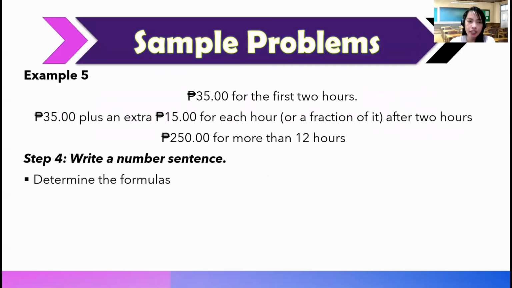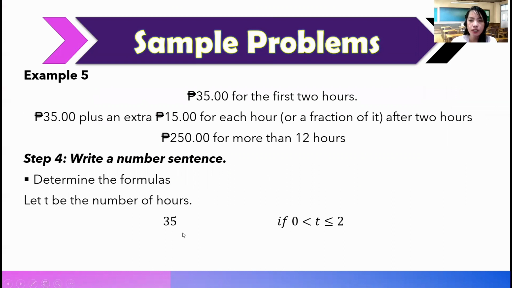Under step 4, the second sub-step, determine the formula. Let T be the number of hours. So for the first condition, 35, if the interval is from 0, less than T, less than or equal to 2. So ang hours or number of hours can be a decimal, can be a fraction. So yung within this interval, those are the values of T. So 35, fixed na po yan. 35, that is the fixed parking fee.